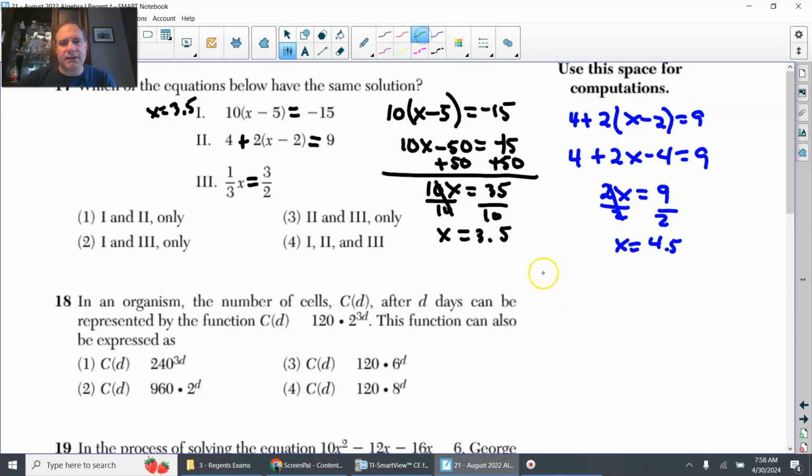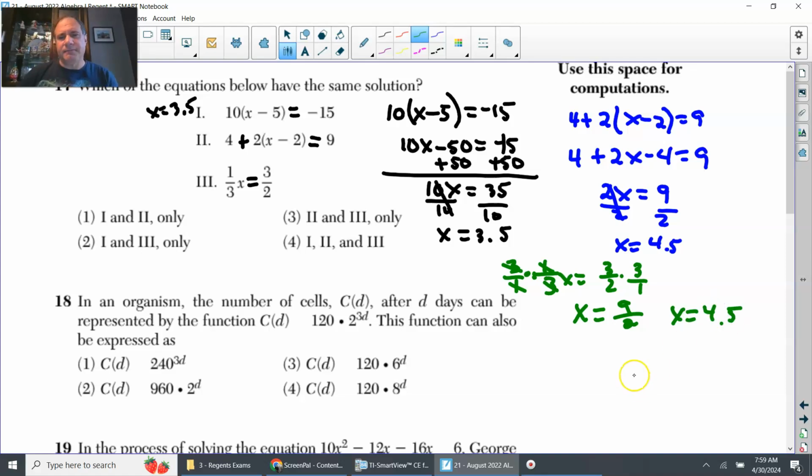And I'm going to rewrite it here. And remember, multiplying by the reciprocal, I'm going to do that because that's the easiest way. 3 cancels with a 3, 1 cancels with a 1. X equals 9 over 2. 9 over 2 is 4.5. So this is 4.5. This is 4.5. Which one has the same solution? 2 and 3? 3 is your answer.